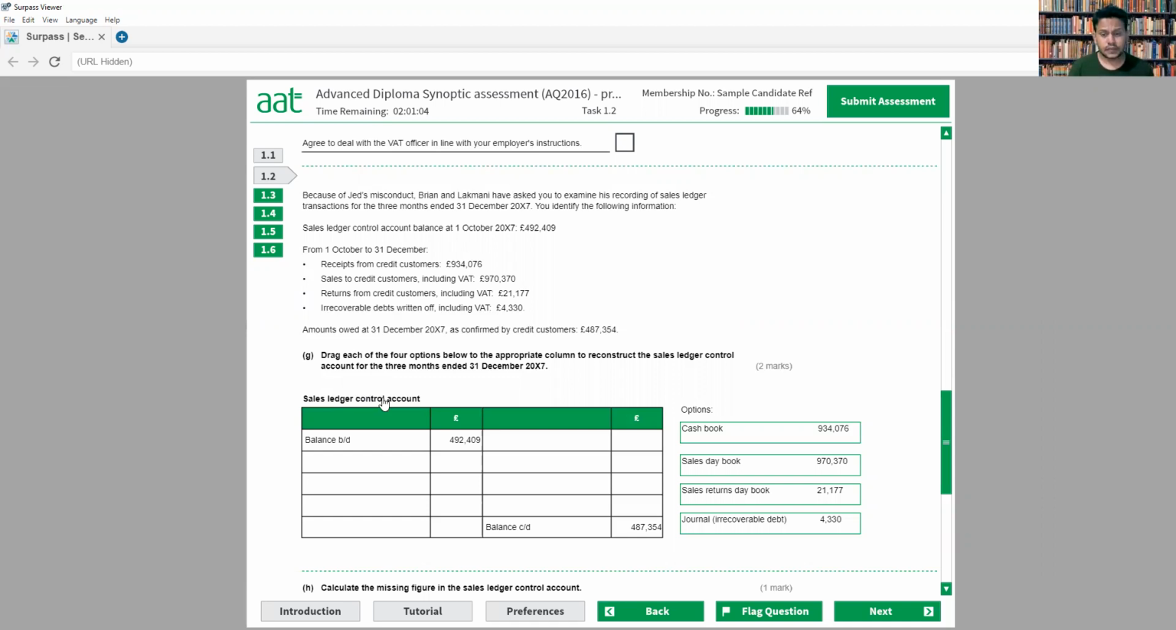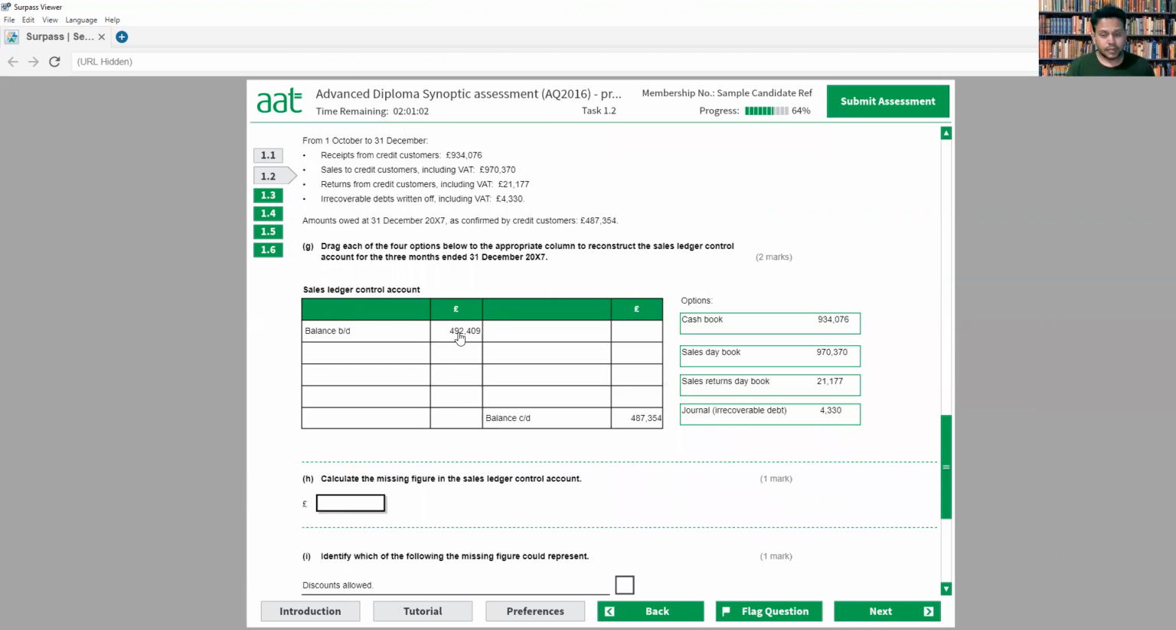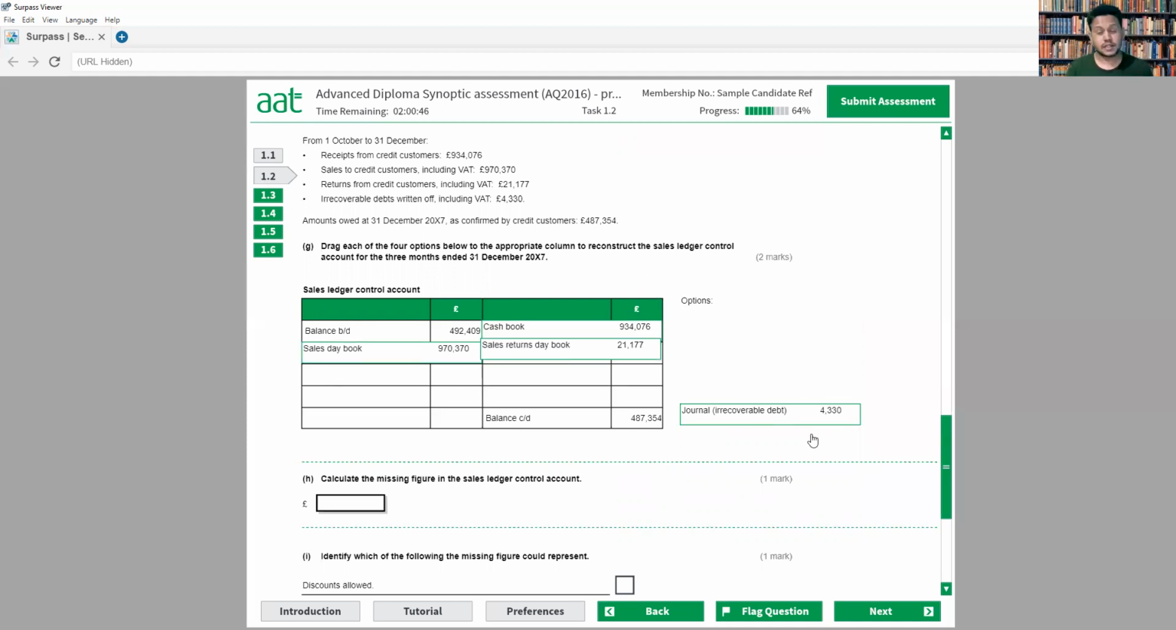So let's have a look. We have a balance b/d, the opening balance, and a closing balance, they already gave to us. So the cash book: if the customer paid me, the balance will go down, so it's on the credit side. Sales day book: if they buy more from me, they have to pay more, so it's on the debit side. Sales return: if they return goods to me, then it's on the credit side because I'm not going to get this money. And irrecoverable debt: obviously these people are not going to pay me, so I write off this amount. I'm very sure these people are not going to pay, so that will reduce my balance.